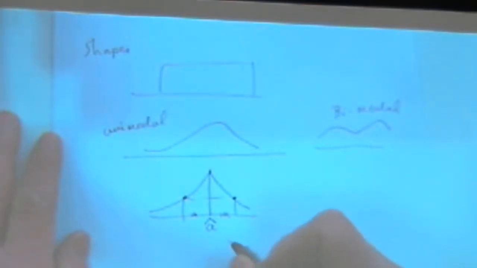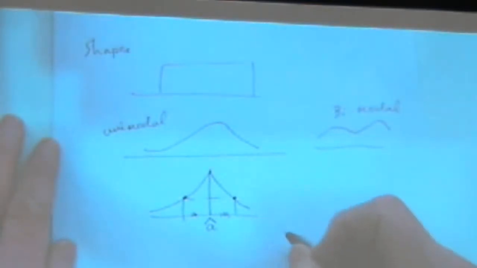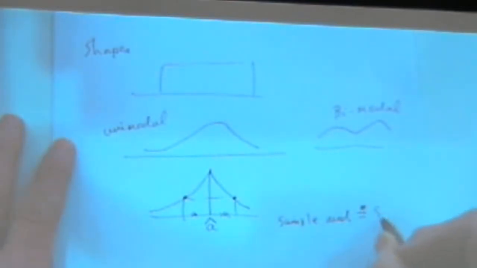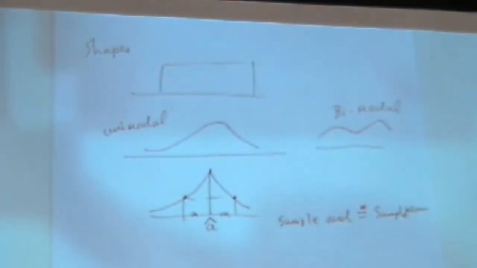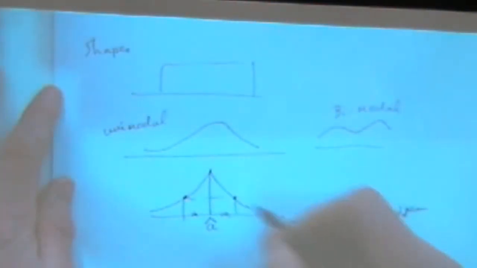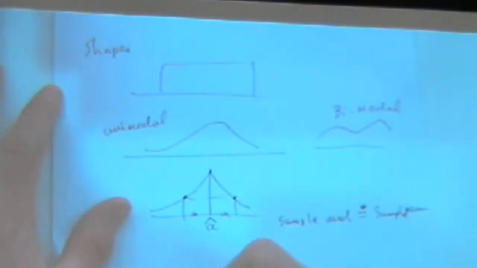In this case, the median and mean will be about the same, right? The sample median will be approximately the same. And this is a peak distribution you could have, bell shape.